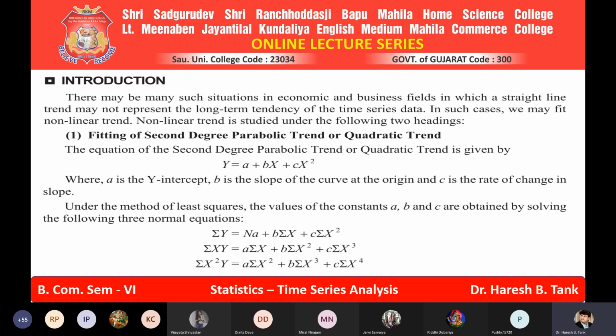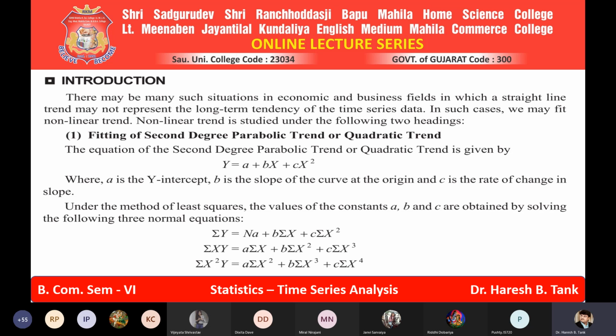In that case, again, you don't have to worry much about it. The standard form of a quadratic equation is a plus bx plus cx squared, and you have to put it against y. So y is equal to a plus bx was the last case, right? The linear relation, linear trend. If you want to shift to a quadratic trend, then the general equation would be y is equal to a plus bx plus cx square.